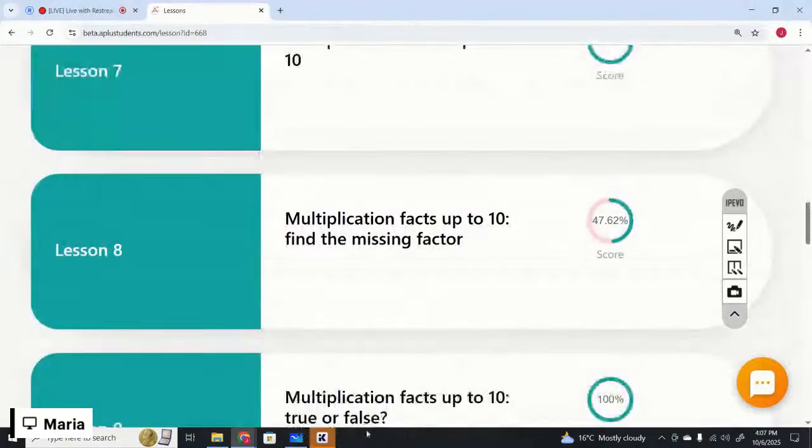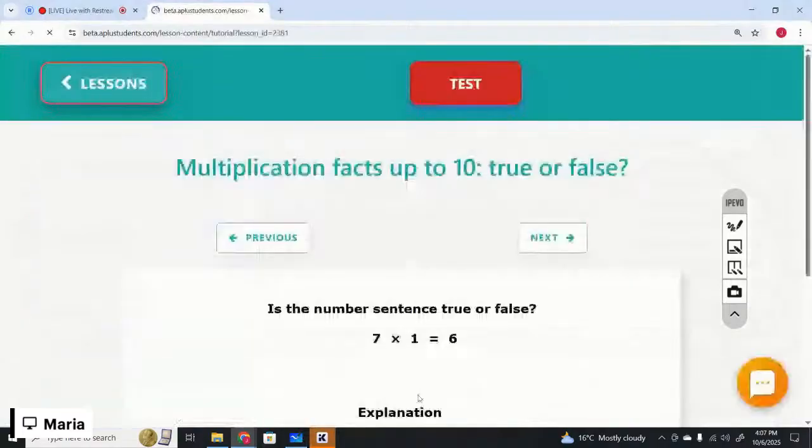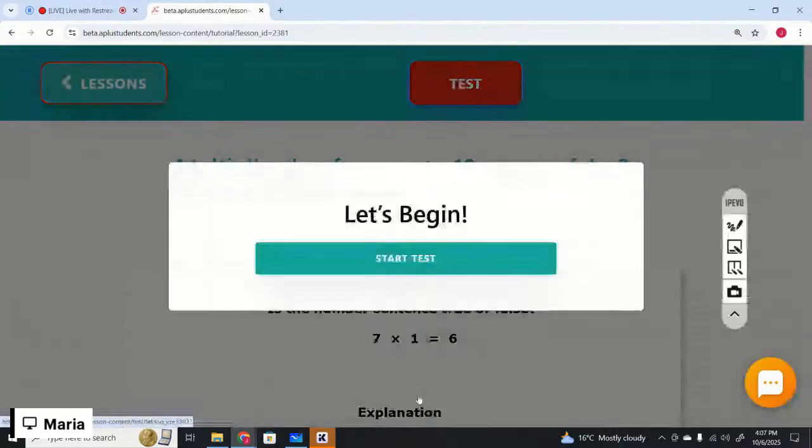Multiplication facts up to 10 true or false. Is the number sentence true or false? 7 times 1 equals 6. Is it true or false? False it is, because 7 times 1 is not equal to 6, so that is false. Let's start with the test questions.